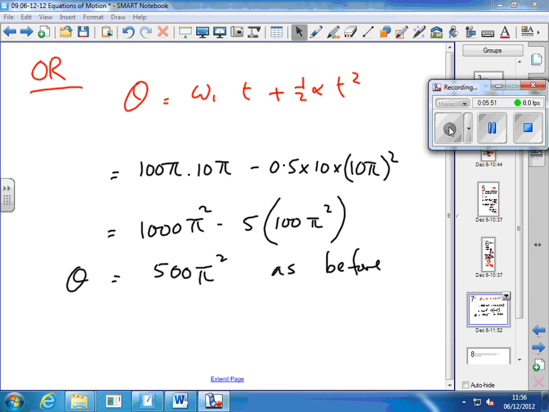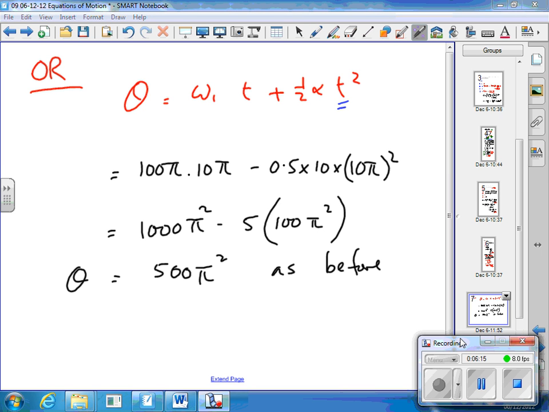Or we could use this formula: theta equals omega 1 t plus a half alpha t squared. And we put it in, we get exactly the same answer for theta. But there's another way we can do it, because remember, in both these ways, we're using the time, which is something that we've calculated previously. Is there a way to do this problem without recourse to that time that we calculated?